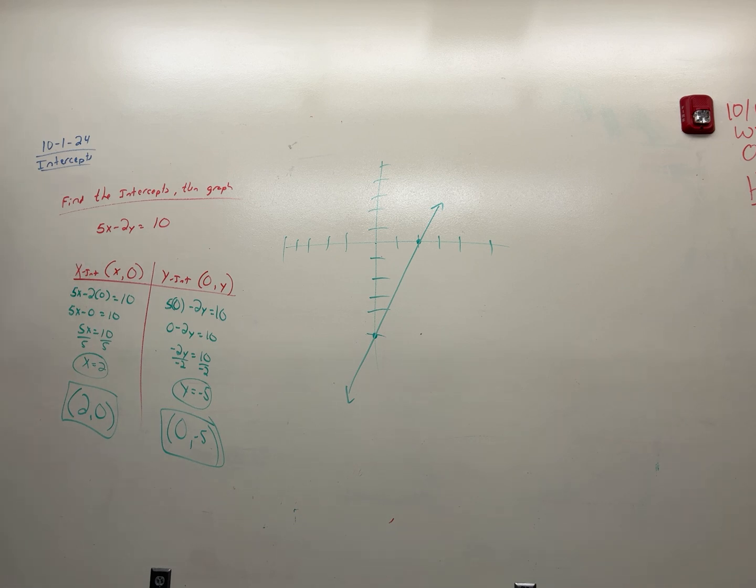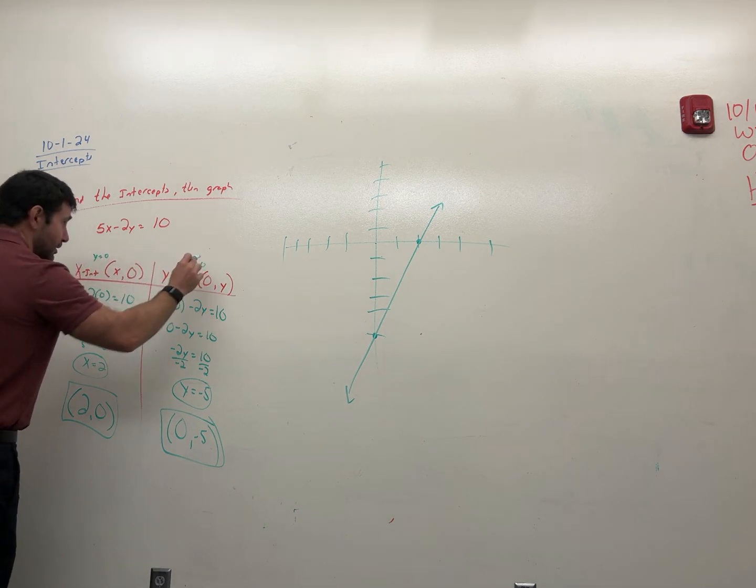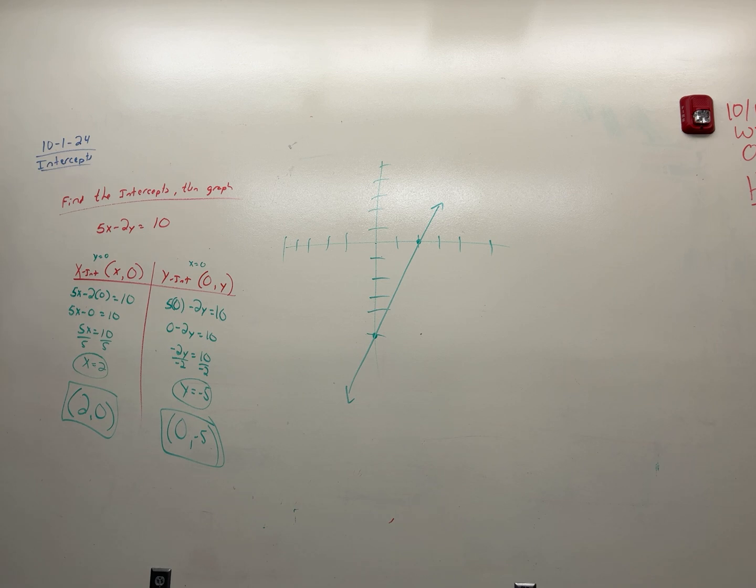So the x-intercept, y equals 0. For the y-intercept, x equals 0. That's it. You're substituting in. Copy it down. We're going to do another one. And then you're going to do a lot of practice.